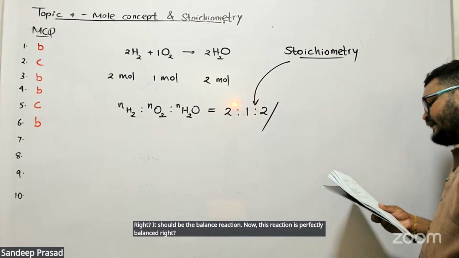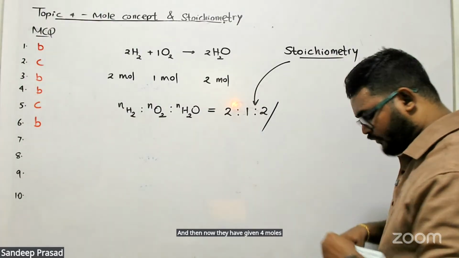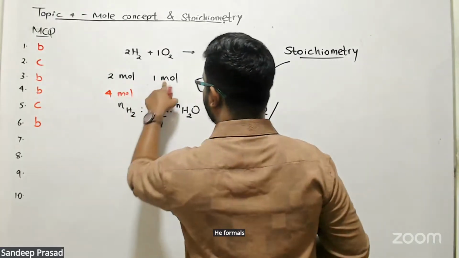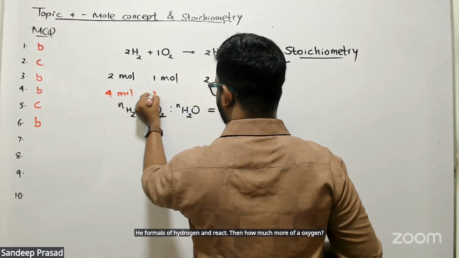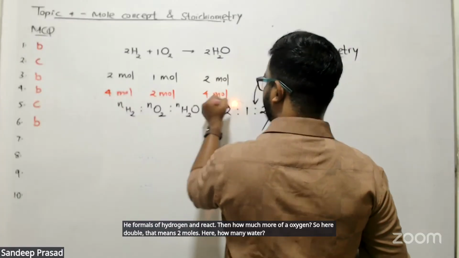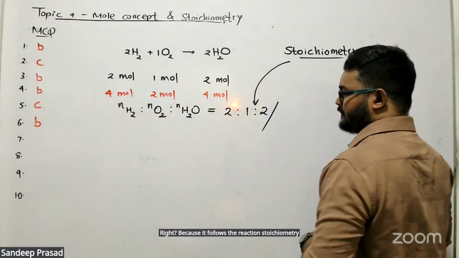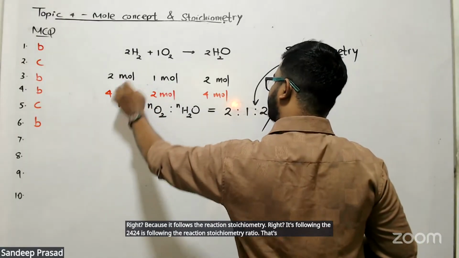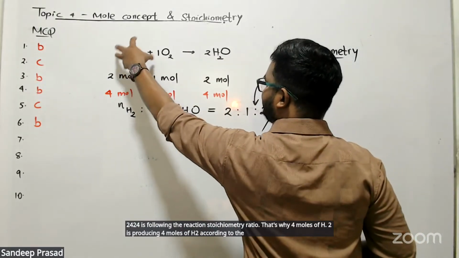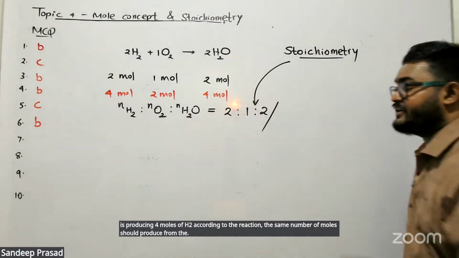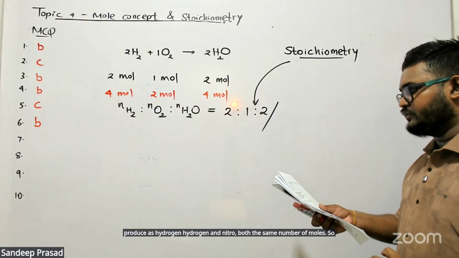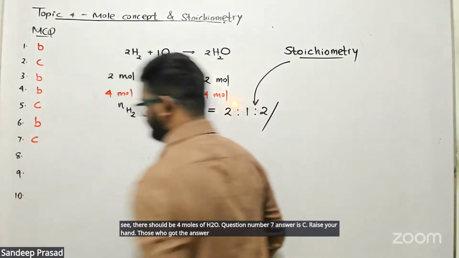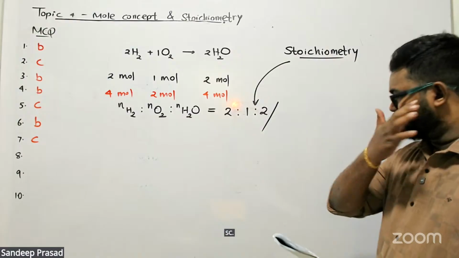Now they have given 4 moles. So, if 4 moles of hydrogen reacted, they're asking how many moles of H2O produced. If 4 moles of hydrogen react, then how many moles of oxygen? Here double, that means 2 moles. Because it follows the reaction stoichiometry, 4 moles of H2 is producing 4 moles of H2O. According to the reaction, the same number of moles should be produced as hydrogen. Hydrogen and H2O both are the same number of moles. So therefore here answer should be C. There should be 4 moles of H2O. Question number 7 answer is C. Raise your hand those who got the answer as C. Simple, right? Very simple.